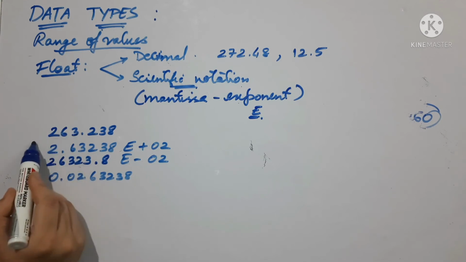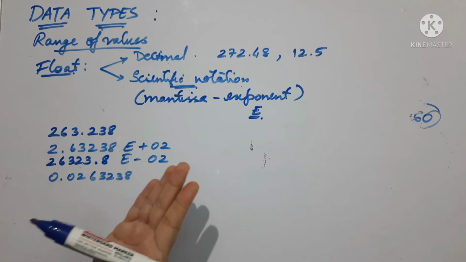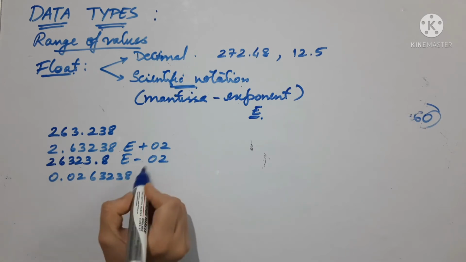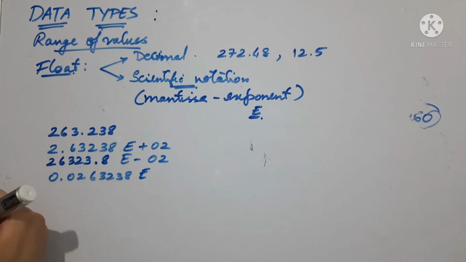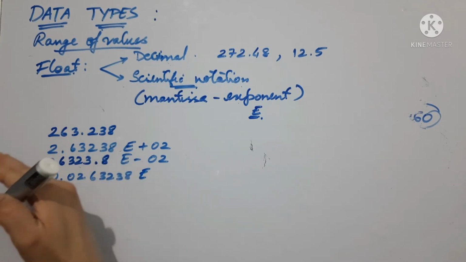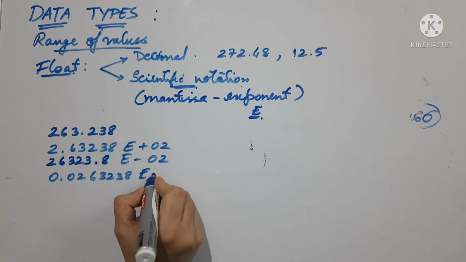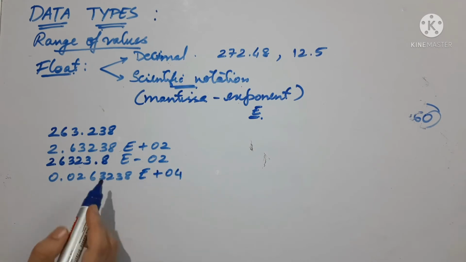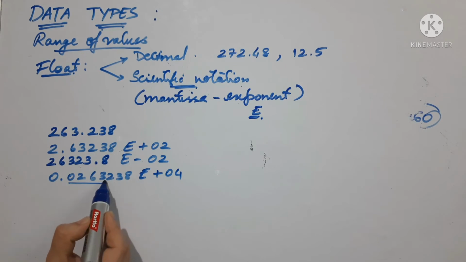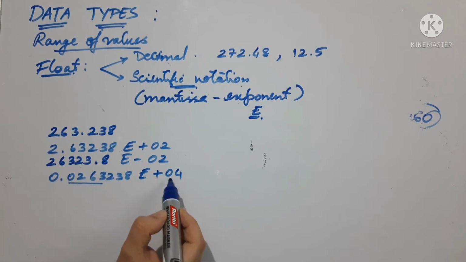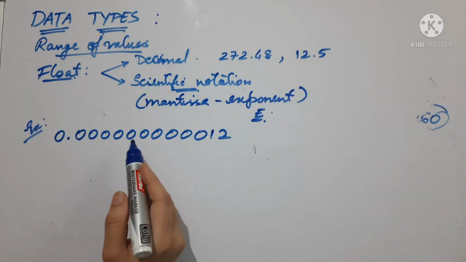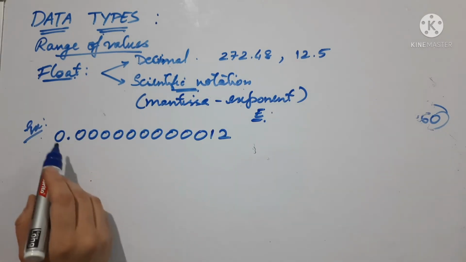So how many places have I shifted? 4 places I have shifted. Since it is towards the left, will it be plus or minus? It will be plus. If it is towards the right, then minus. So E plus 04, because I have shifted 4 digits. Initially the decimal point was here, and I have shifted 4 digits. So E plus 04. For your better understanding, let me take one more example.